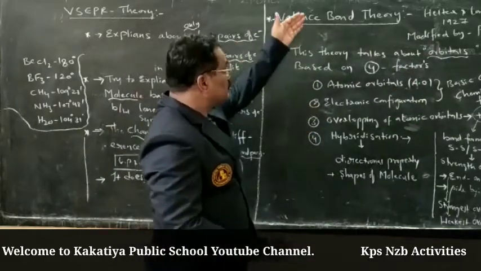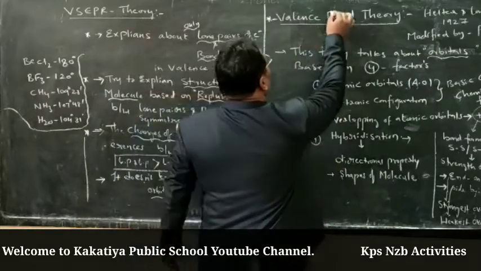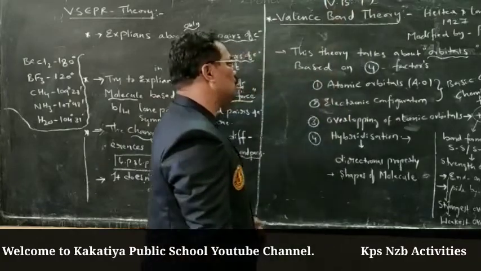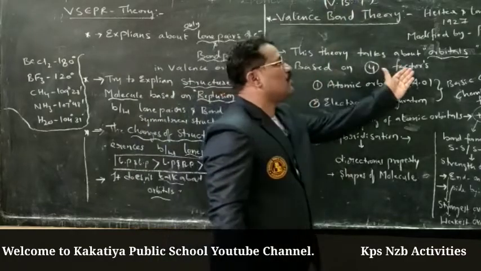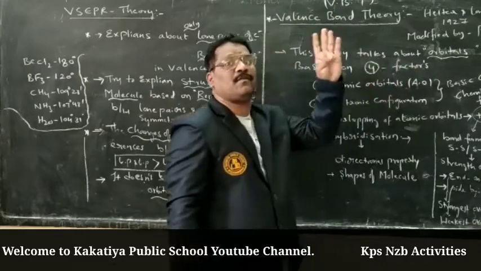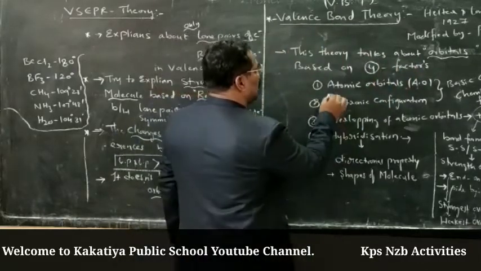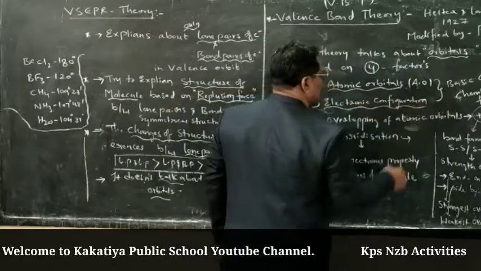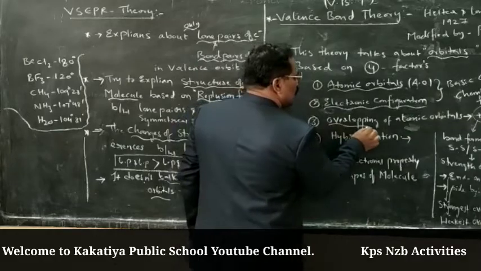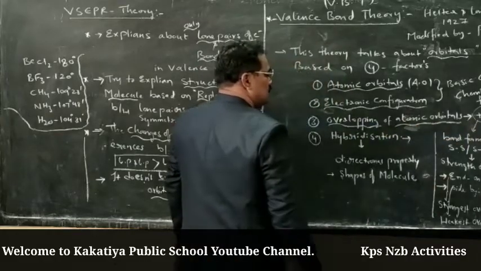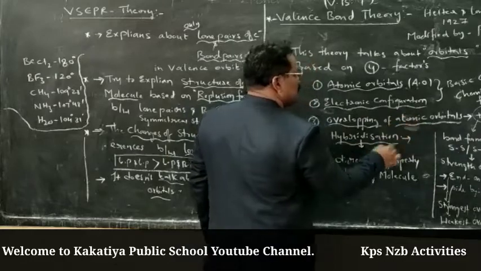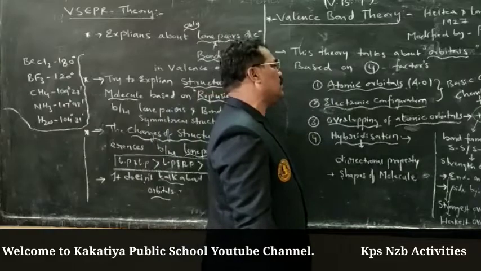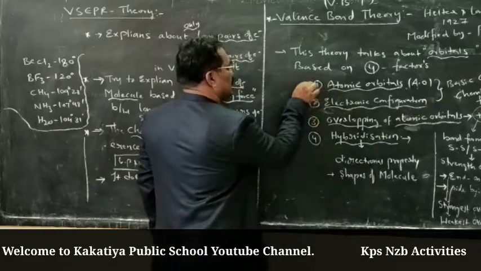What is this theory based upon? We can call valence bond theory VBT also. This theory is mainly based upon four factors. First one is atomic orbitals. Second one is electronic configuration. Third one is overlapping of atomic orbitals. Fourth one is hybridization.